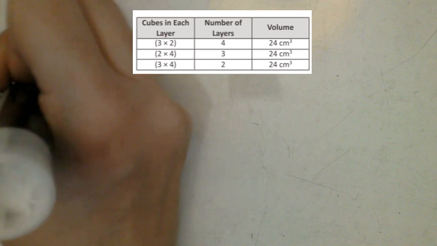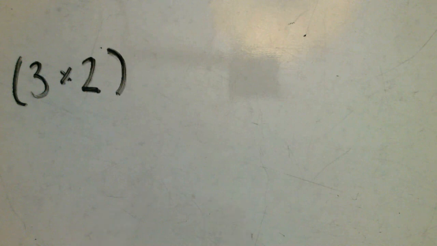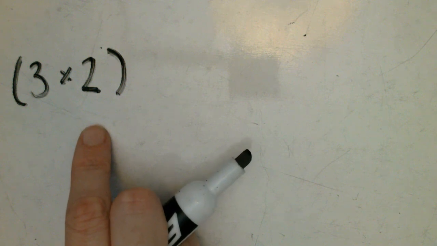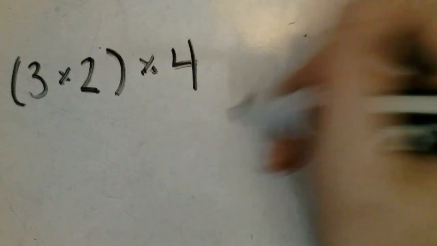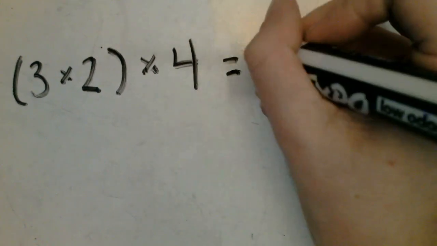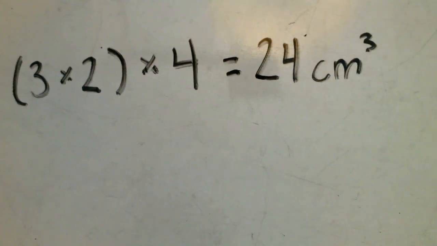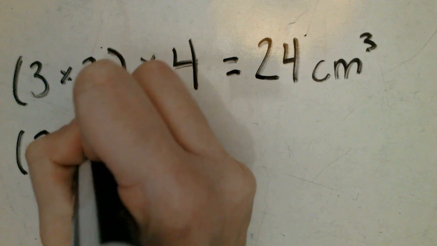In our table, we had 3 times 2 for our first chopping up of the rectangular prism. We had 3 times 2, and we chopped that up by height-wise. So we chopped it into 4 pieces. We also found out later that we just multiplied that together. So we have the length, the width, and the height here, and that gave us an answer of 24 centimeters cubed.